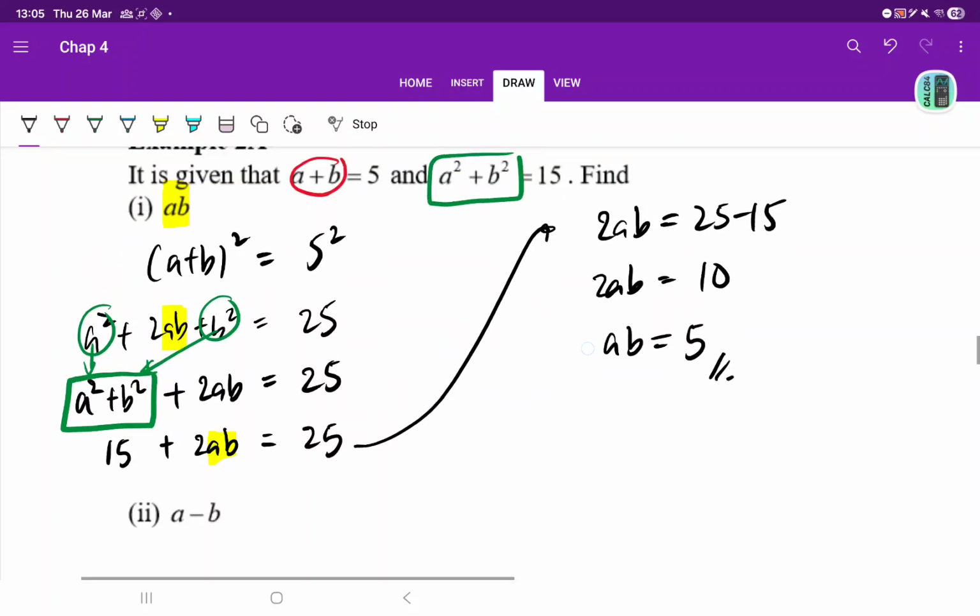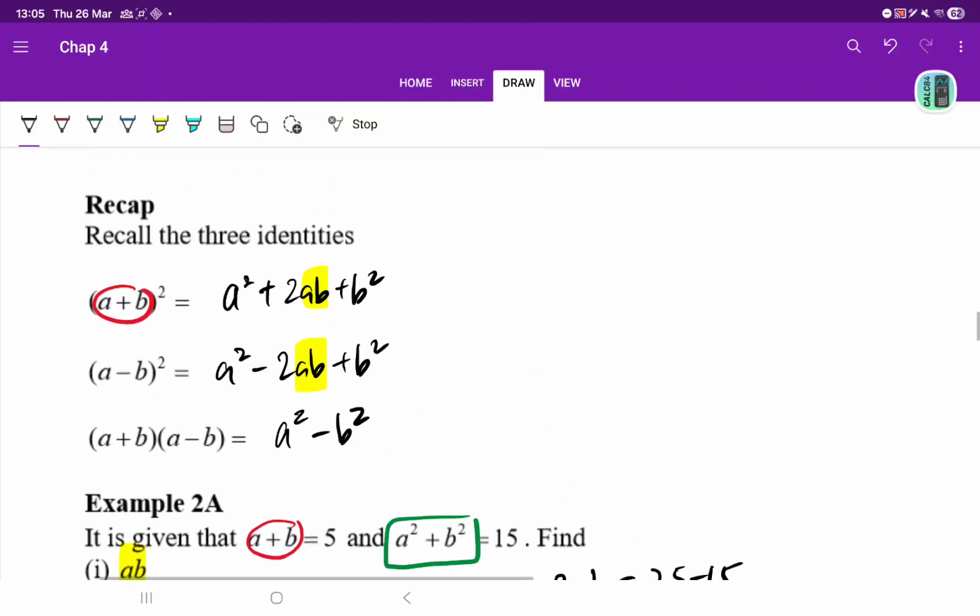How to get A minus B? How can I get A minus B? If I go back to the formula, I realize that A minus B is here, inside the A minus B bracket square identity. So that means, if I have what is on the right side, then I can factorize to get the left side. Then if I square root, I will get rid of the bracket square. That is my thought process.